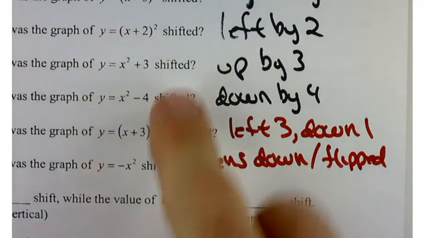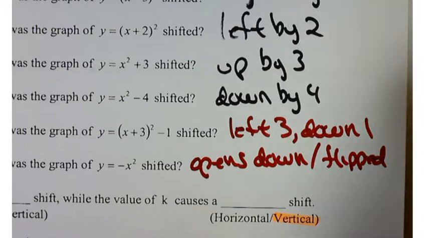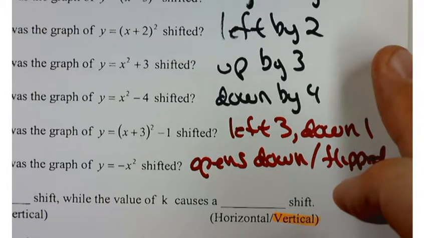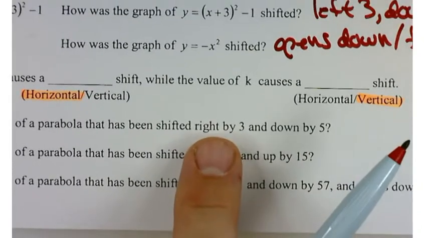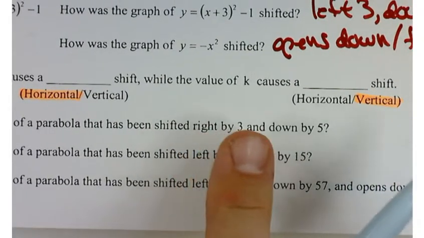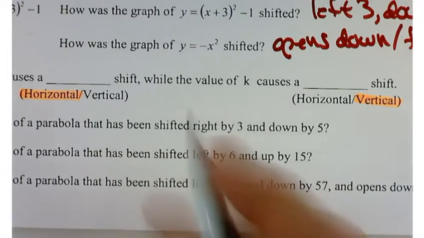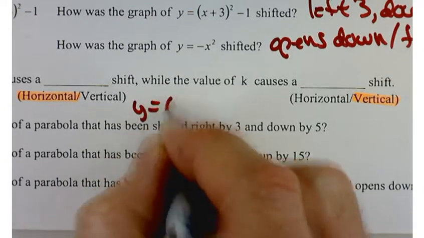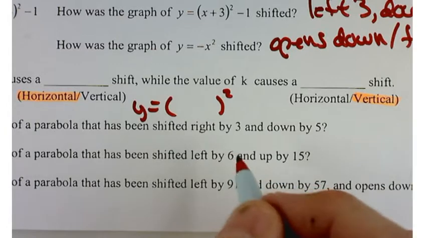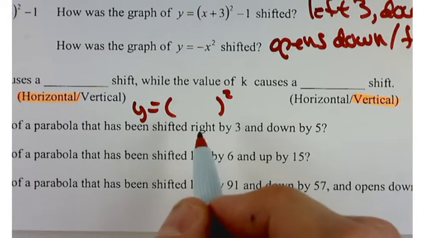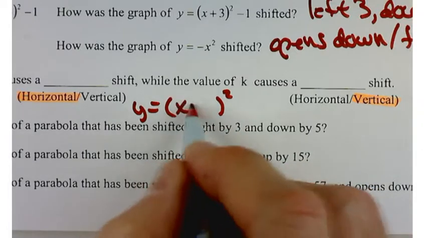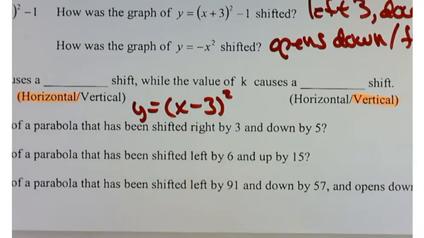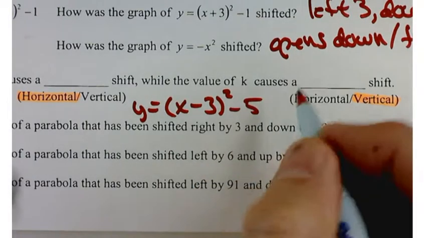There's one of a couple ways I can ask questions like this on an exam. I could give you the equation and ask, well, how is it shifted? Or I could give you the shift and ask for the equation. Like in this one. I want a parabola that's been shifted to the right by 3 and down by 5. So y equals something squared. What would be that something that gives me a right by 3 shift? X minus 3 squared. Good. Keep the square. And then the down 5 would be the minus 5. Nice.